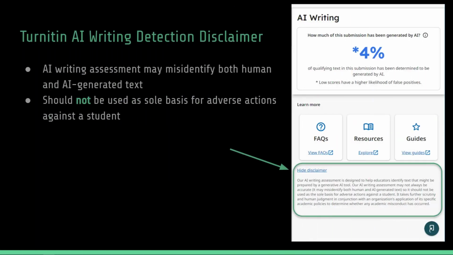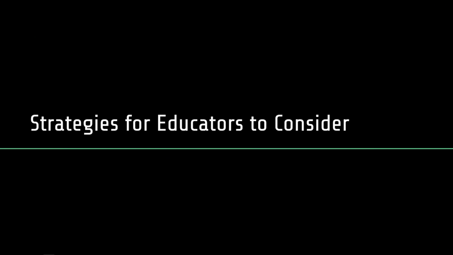In Turnitin's AI writing detection report, you will see that Turnitin has a disclaimer posted that says the AI writing assessment may misidentify both human and AI generated text, and the AI report should not be the sole basis for adverse actions against a student. You will see this type of disclaimer on all AI writing detectors. So what can you do?